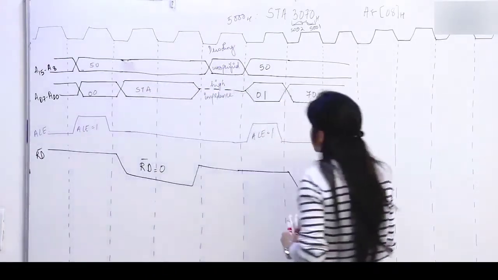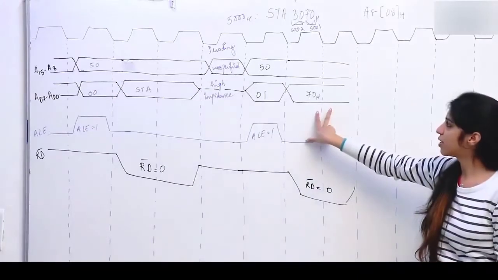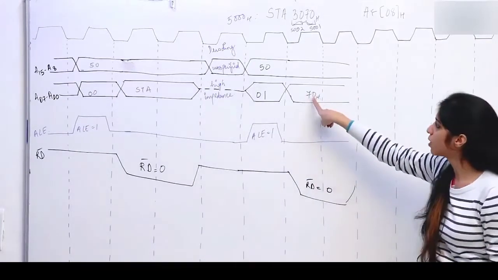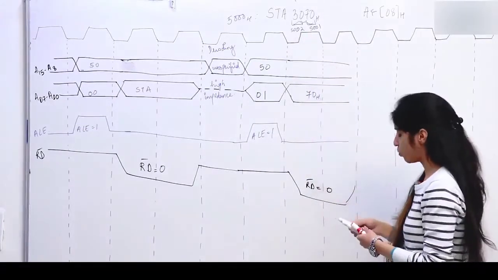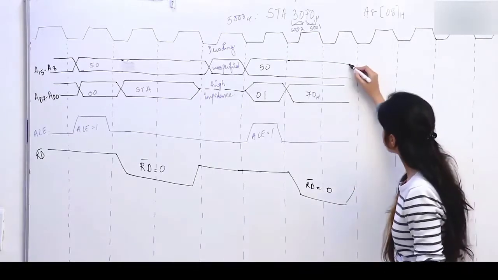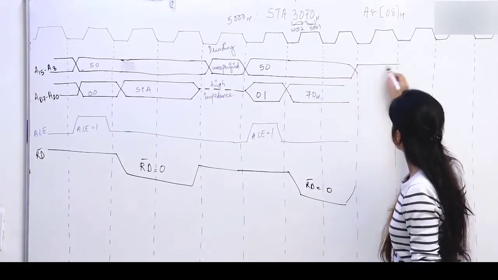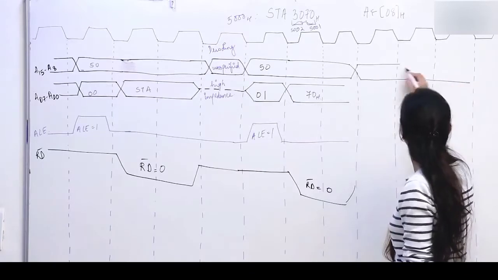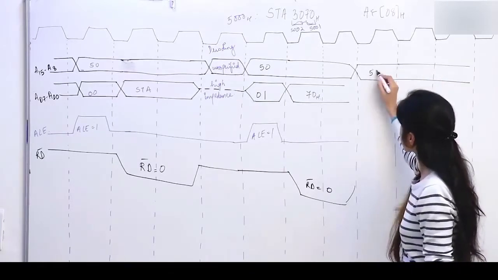Now what happens? See, now we have got the LSB, the least 2 bits of the address. Now we require 30. So what do we do? Again same thing. You are going to put 50 here.